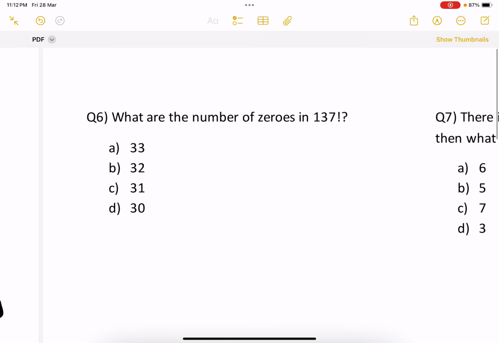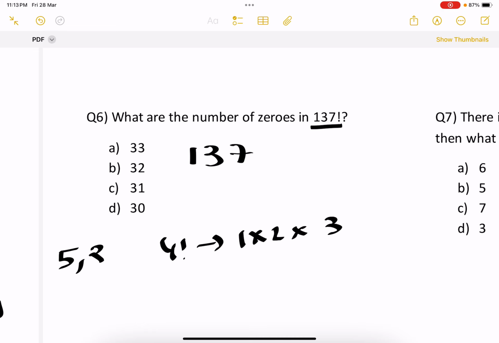What are the number of zeros in 137 factorial? Okay. So in the video on number of zeros, which is already provided in the playlist of this channel, we have discussed one thing, that whenever we are given something as factorial, we know that to get a 0 we need 5 and 2. Okay, so till 4 factorial there is no 5, because 4 factorial is your 1 into 2 into 3 into 4. So till 4 factorial we do not have any 0.